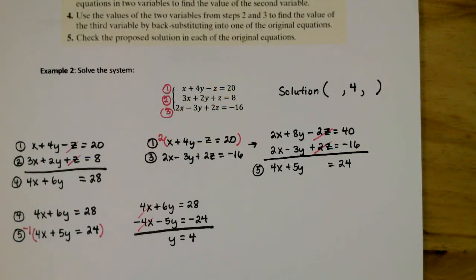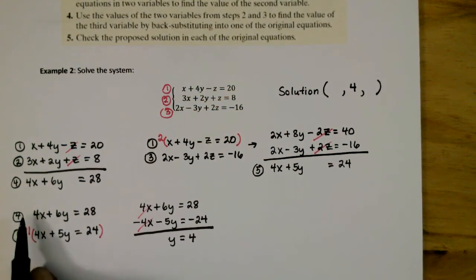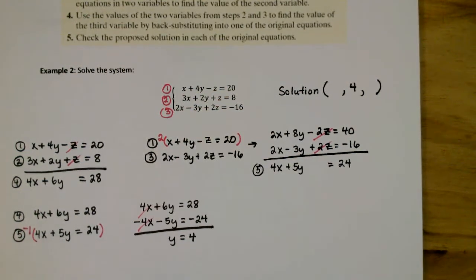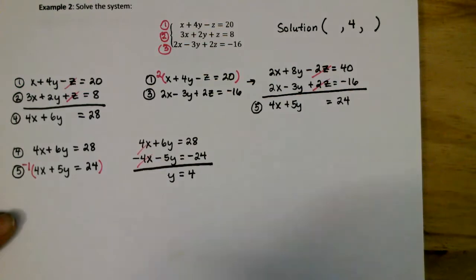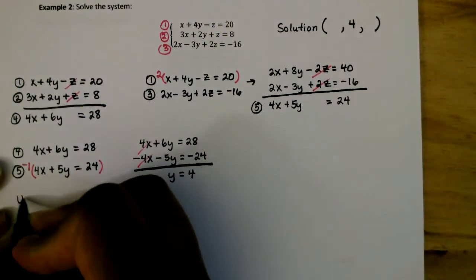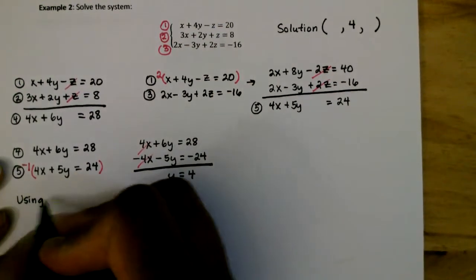Now I need to find out what x is, and I need to find out what z is. Since I got these 2 equations, equations 4 and 5, in terms of x and y, let's find out what x is. Now I can use either one of these 2 equations here. Let's see here. I'm going to use equation 4. Does not matter which one I use.